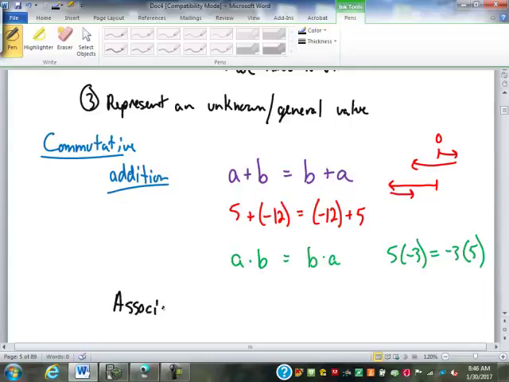There's associative rules. This deals, again, only with addition and multiplication. I should put multiplication down here.